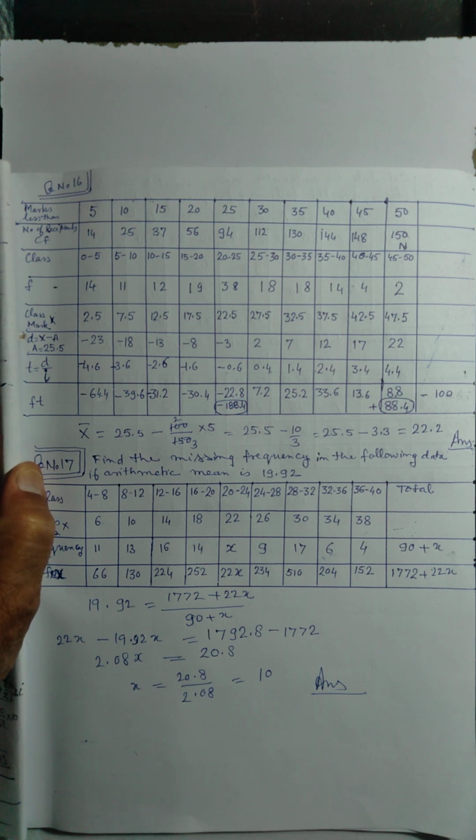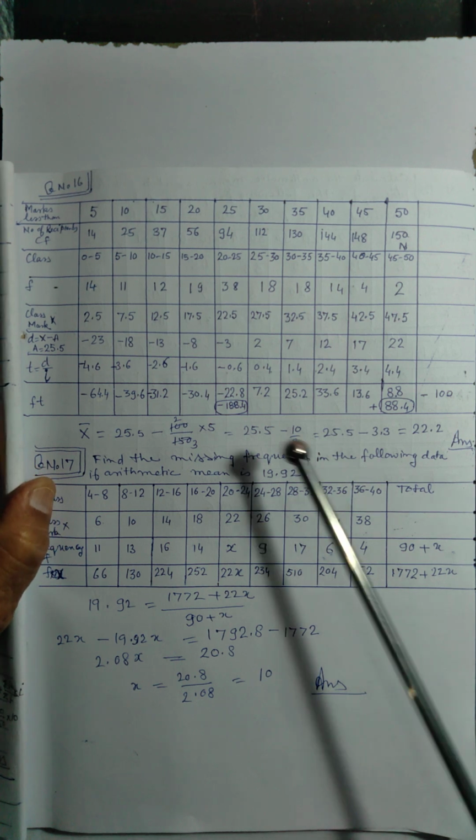Now come to question number 16. Recast the following cumulative table into the form of an ordinary frequency distribution and determine the value of the mean.